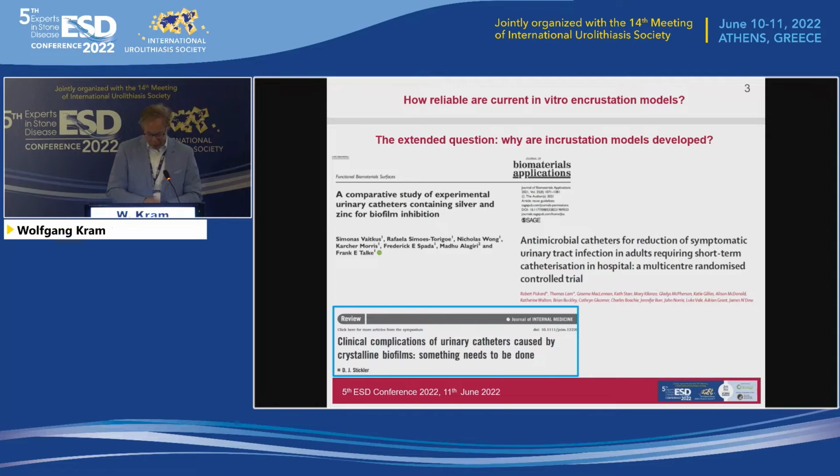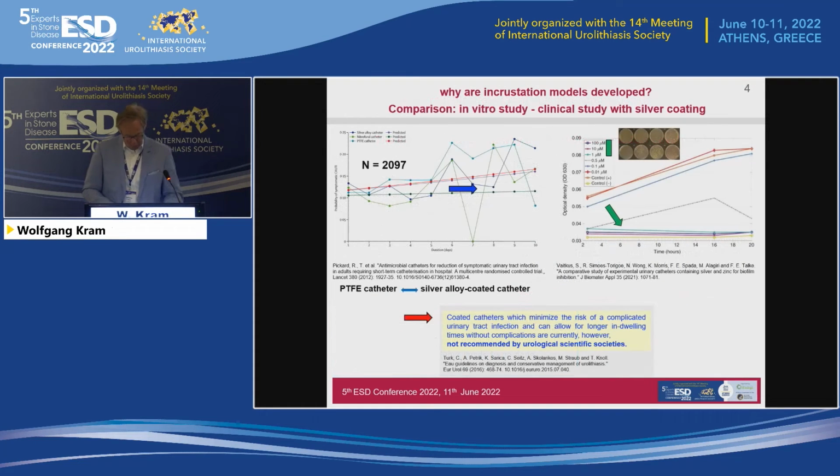Many studies with urinary catheters and stents can be found in the literature. On one hand, in vitro tests, on the other hand, clinical tests. But the study results differed from one another. Stiglitz says in the review, something needs to be done. What are the results of current research and clinical studies?